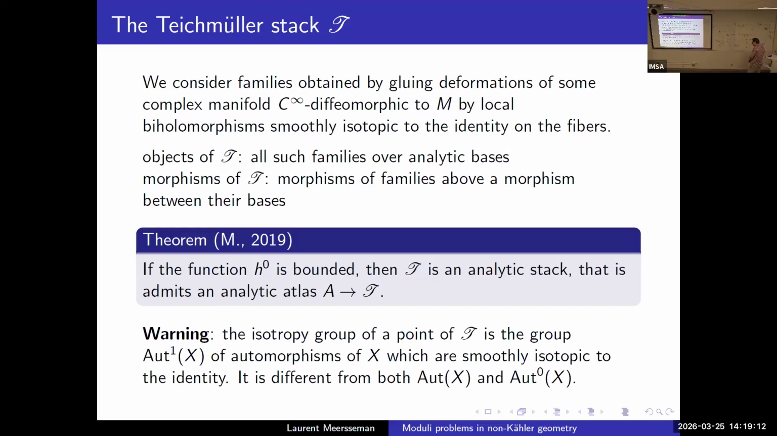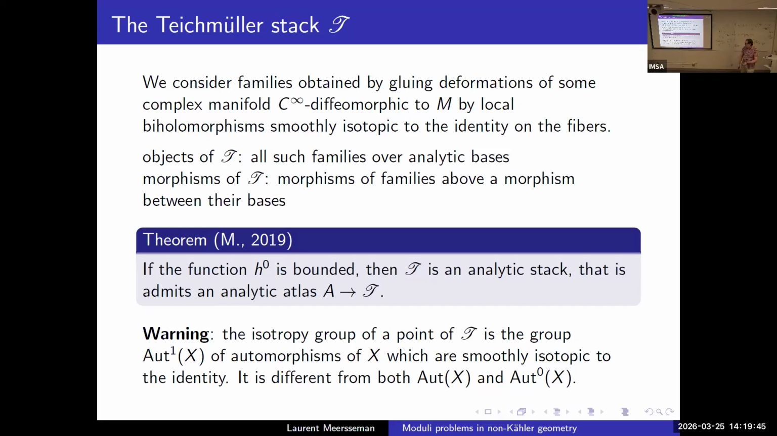Okay, just a warning. Of course, as I explained, Teichmüller space and Teichmüller stack from a certain point of view are easier because you don't have this action of the mapping class group. But you have some peculiarities. The fact that here, when you look at the isotropy group, you just look at the morphisms with source and target identified. So of course, this is a group of automorphisms.